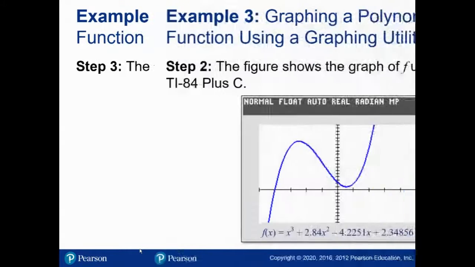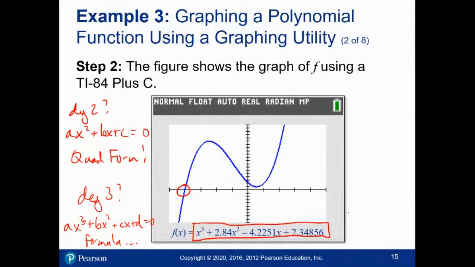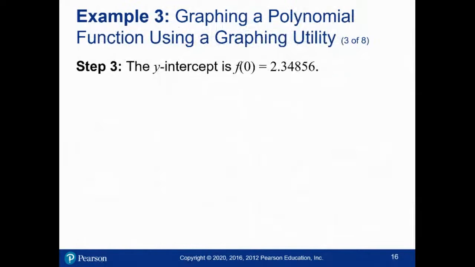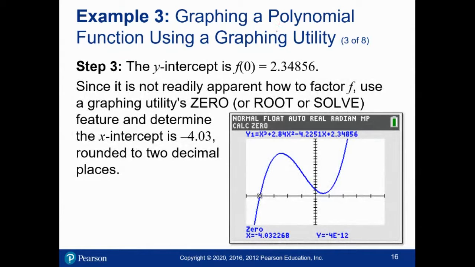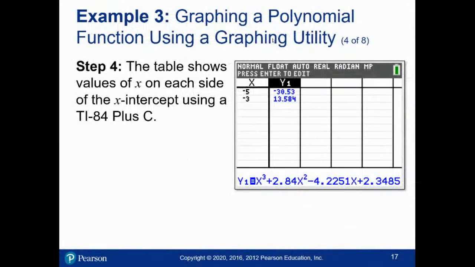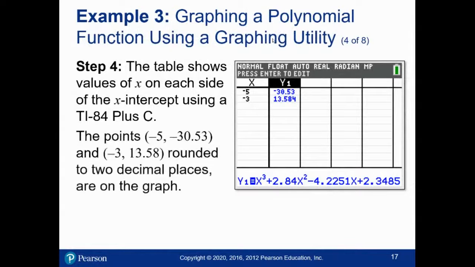Okay, the y-intercept you can find pretty directly. So remember, the function is down here. The y-intercept is just plug in x equals 0, which means that's 0, that's 0, that's 0. Here's the y-intercept, 2.34856. To find where the root is, you're going to need to use whatever the respective solving software is on your calculator or software system. A table can give you some points to plot. Okay.